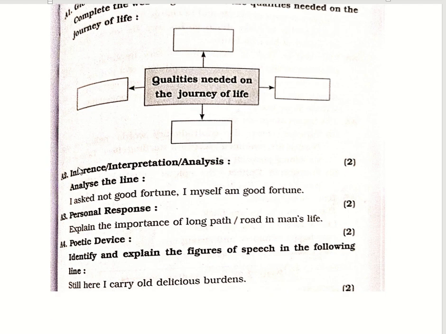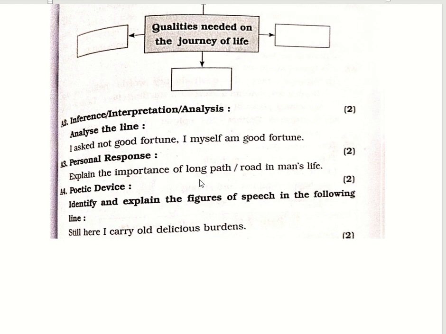Then see, the next is an inference and interpretation question in which you are asked about a line. So you have to analyze the line and explain the meaning of this line. And now this is A3, personal response. Explain the importance of long path roads in man's life. So here you have to write your own opinion. Whatever your opinion is, you should write your own answer here in 4 to 5 lines.